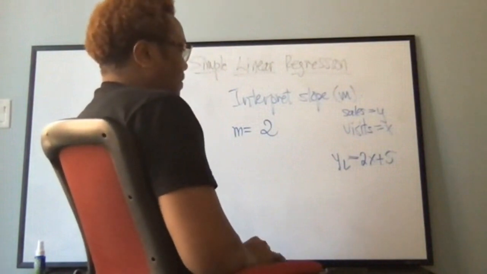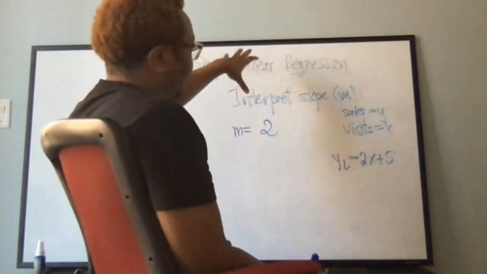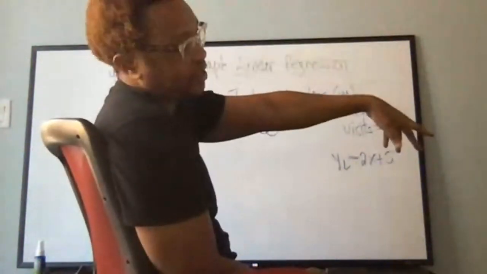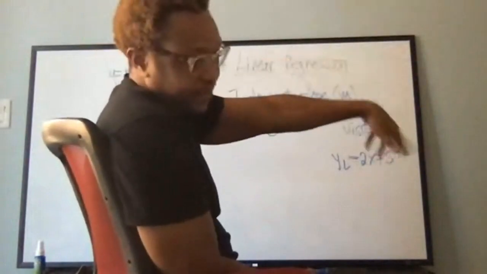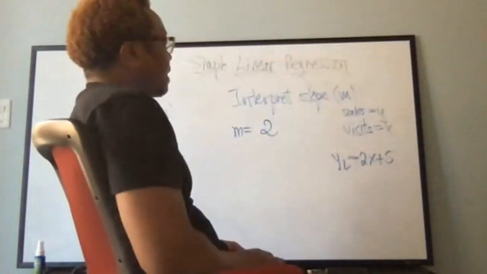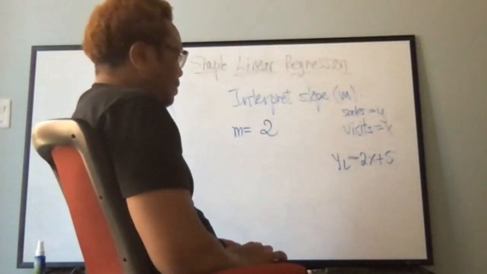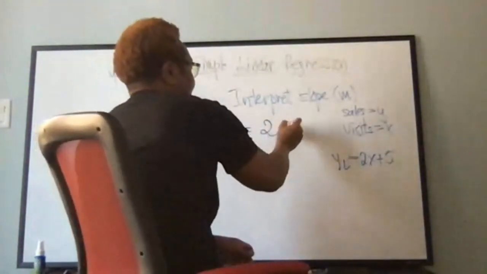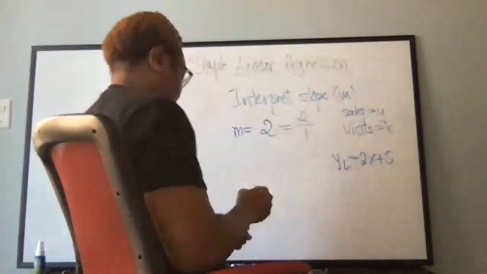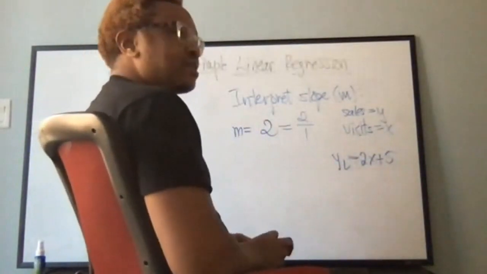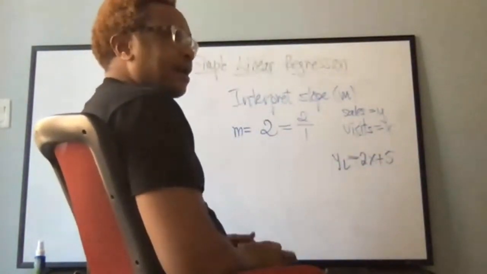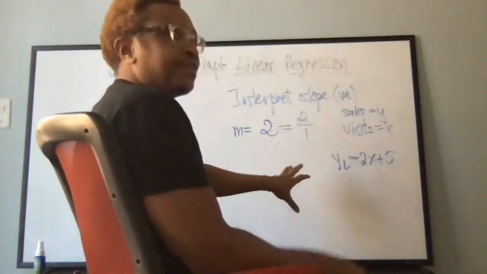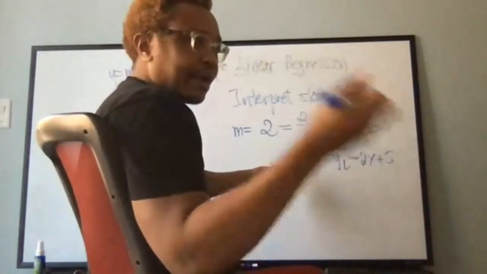I think a lot of us struggle with this because we can interpret the slope here, but then when we get to multiple linear regression, we have to learn how to interpret that particular slope. And then when we get to time series, we have to learn how to interpret that slope too. Well, if this is 2, this is the same thing as 2 over 1. And when you don't see this 1 in the explanation, maybe you think that it can't be interpreted.